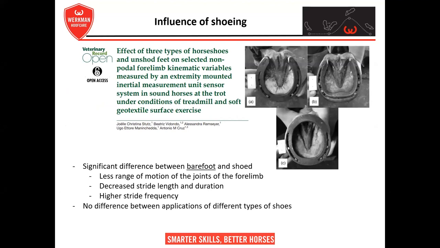Another group also examined the difference between barefoot and shod horses. They had the same results. Barefoot horses usually have a higher stride frequency, less stride length and duration, and less range of motion. But this can also be a benefit, for example, in orthopedic cases, for example horses suffering from arthrosis. In a sport horse, it's not really nice to have this type of gait, but in orthopedic cases, this might be a quite good solution. And they also said there's no difference between the application of different shoes. They examined the use of ECPA shoes and NBS shoes, and they said there's not really a difference in the flight, in the swing phase, and the gait quality depending on different shoes.